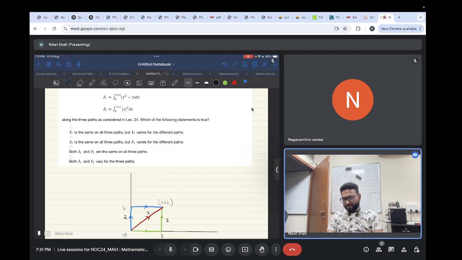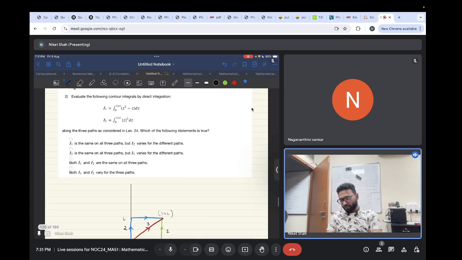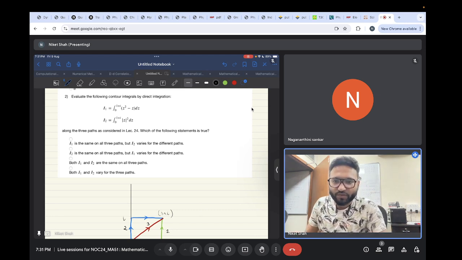Only one statement is true, by the way. I1 is the same on all paths, but I2 varies for different paths. There are two functions I1 and I2. I1 is an integral of the function z square minus z, and I2 is an integral of the function mod z square. We are supposed to verify whether I1 is the same on all paths and I2 is also the same, or whether I2 is different and I1 is the same. The four possible combinations are given as options. Because this is your assignment, I'll just solve for I1, and I2 you can do yourself. So let's do this for I1.